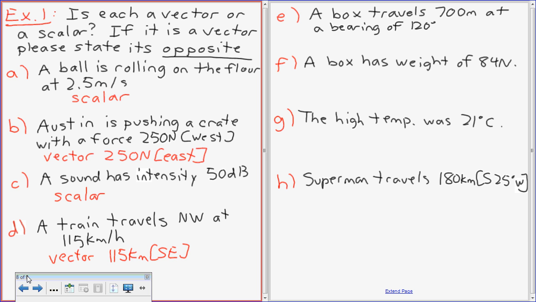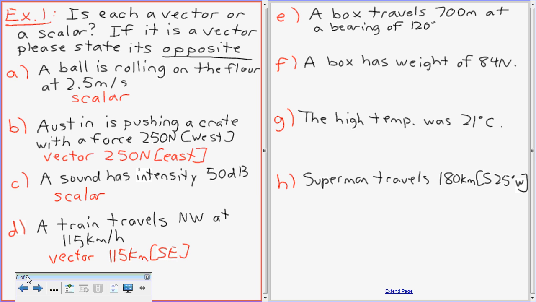Now, if you don't know how we got that, I'm going to do this on the board. Northwest is going like this. So the opposite will just be going in the opposite direction, right? So southeast is going. Or, sorry, I got those backwards, didn't I? Let's try that again. Good thing the internet didn't see that. Let's try that. Better?